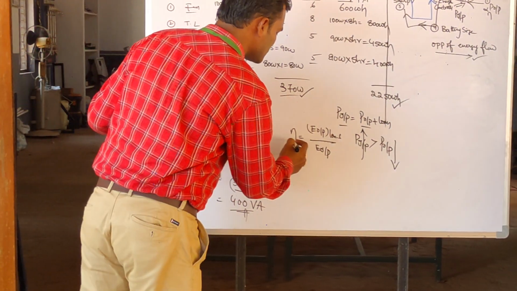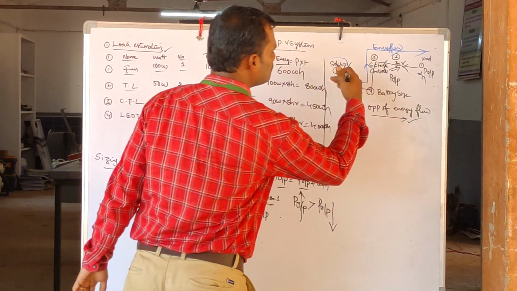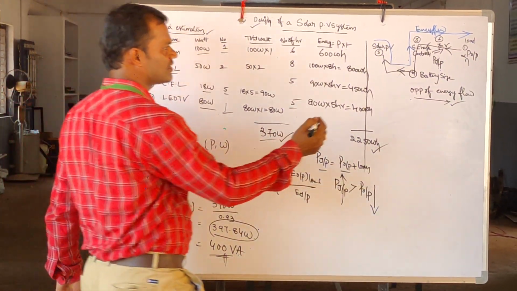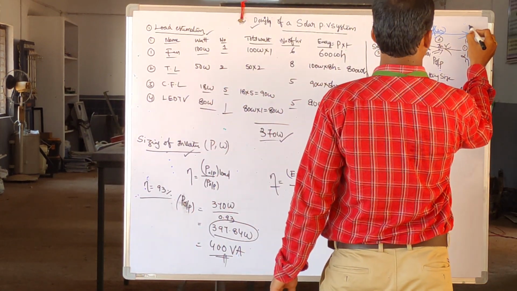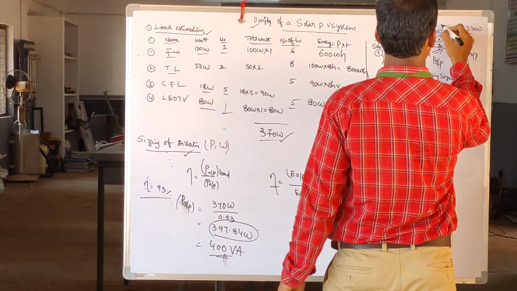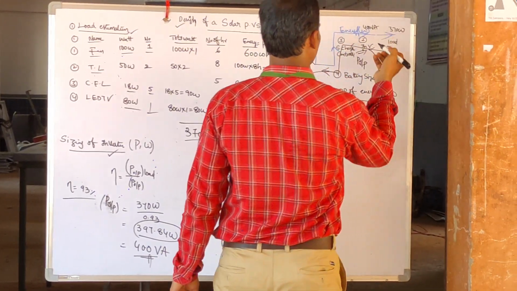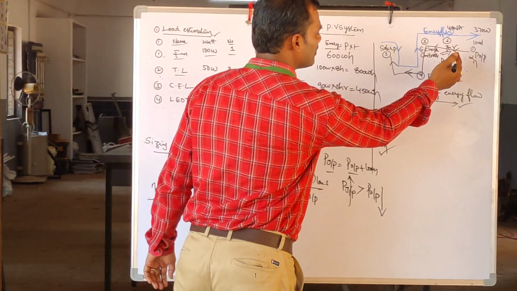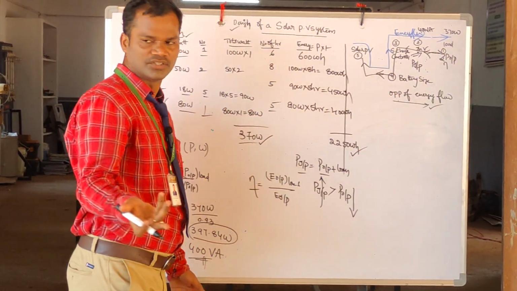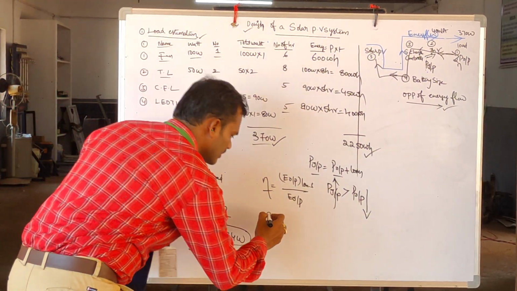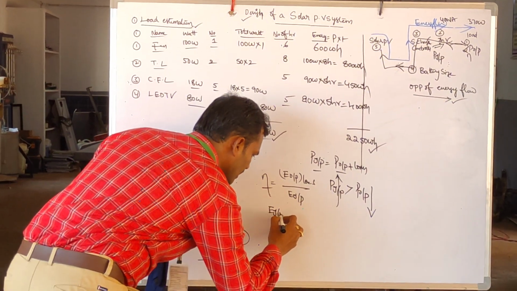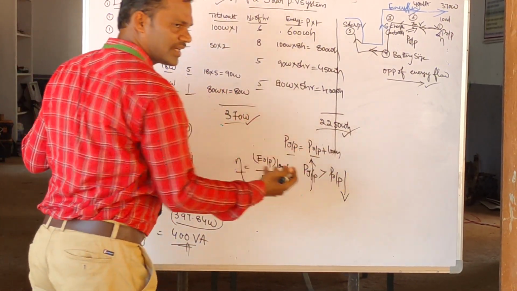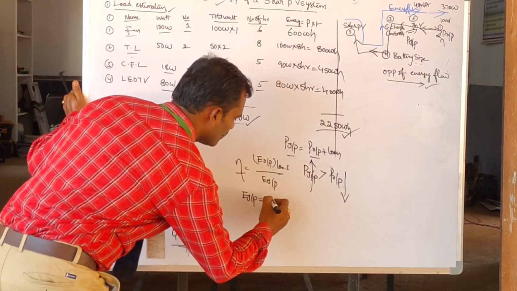Now coming to the energy required. The load is 370 watts and the inverter rating is 400 VA, and we need to calculate the input energy to be supplied to the inverter. What is the output energy of the inverter? The output energy is nothing but the load, which is already known. So the energy input to be supplied to the inverter is equal to the energy output, which is the load, divided by efficiency.